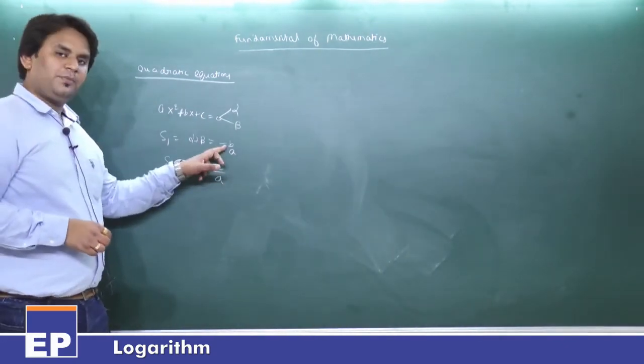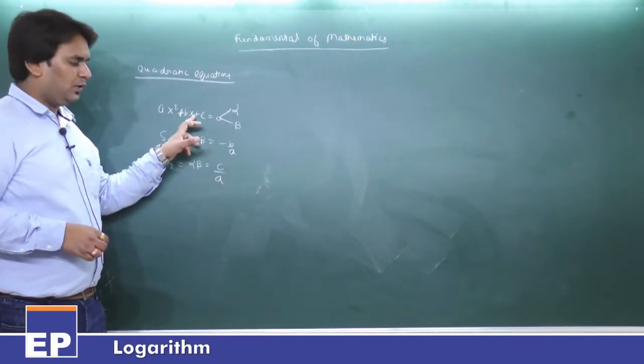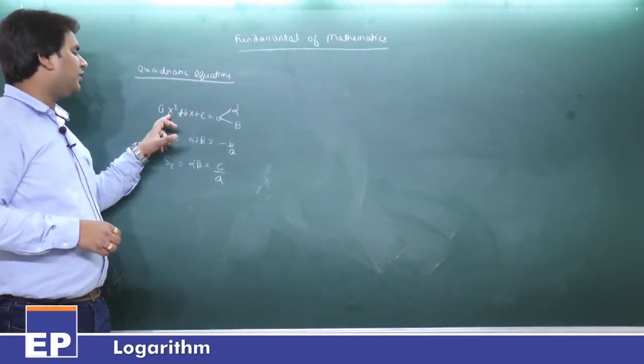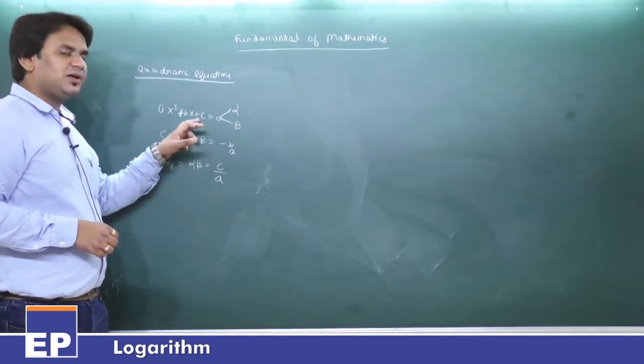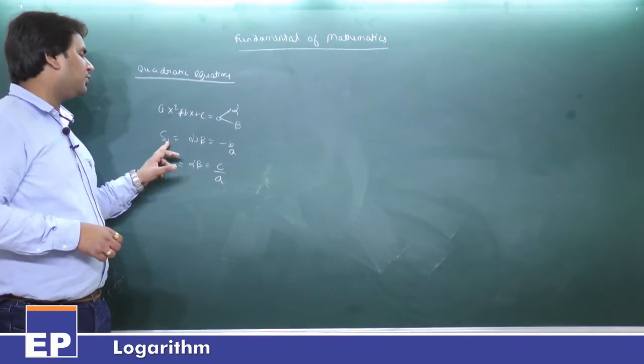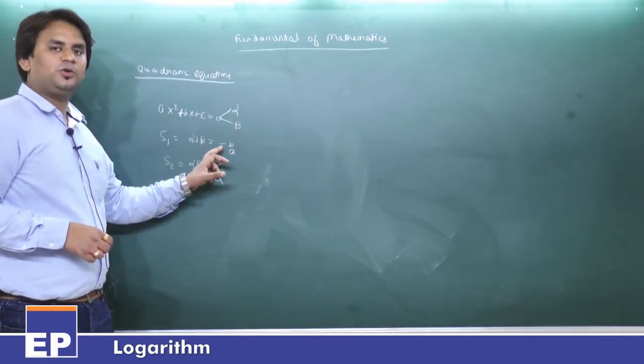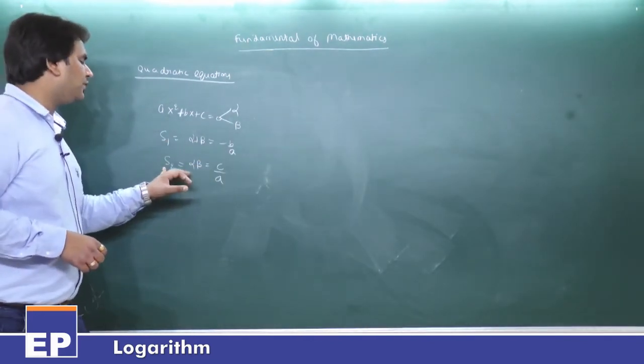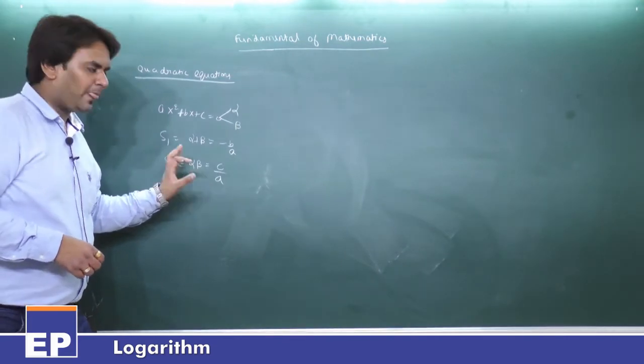What is b here? b is the coefficient of x. What is a here? a is the coefficient of x square. And c is the constant term. So the sum of the roots, alpha plus beta, is equal to minus b by a, and the product of the roots is equal to c by a.